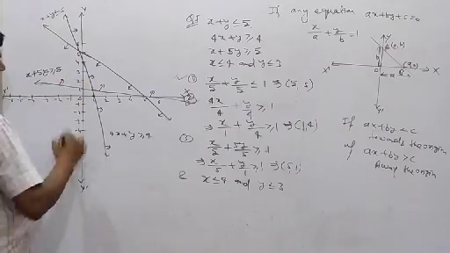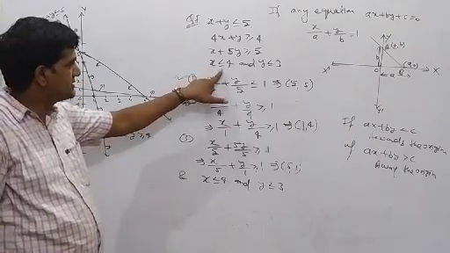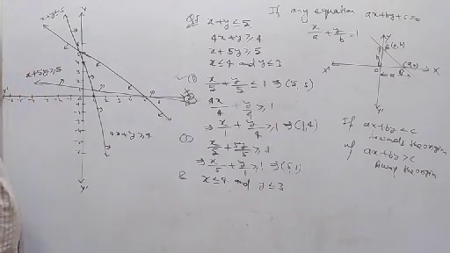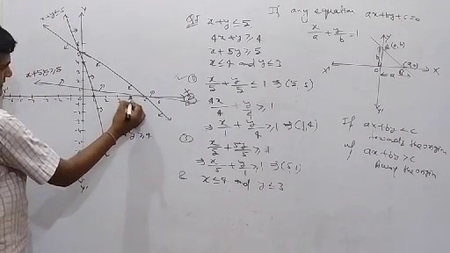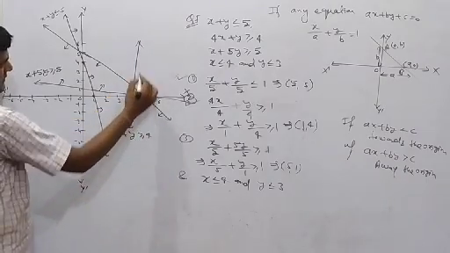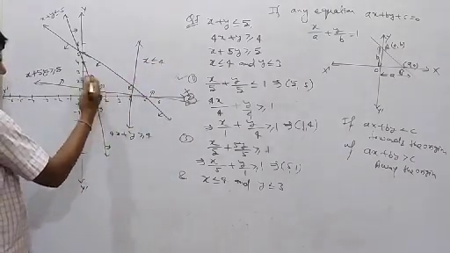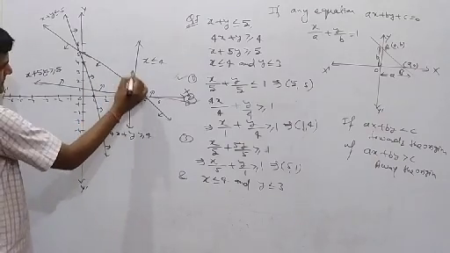Like this one here. And the last two equations: x is less than 4. Less than 4 means x is equal to what? Here. And here x is less than 4. Less than means towards the origin, like this one.